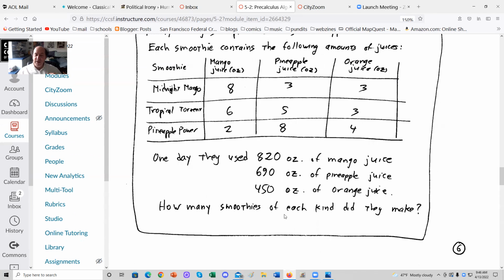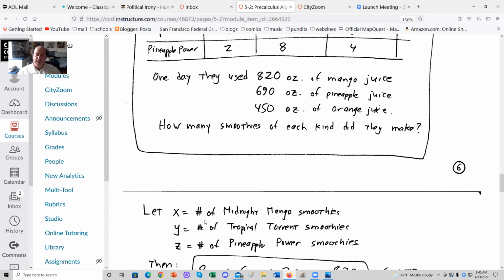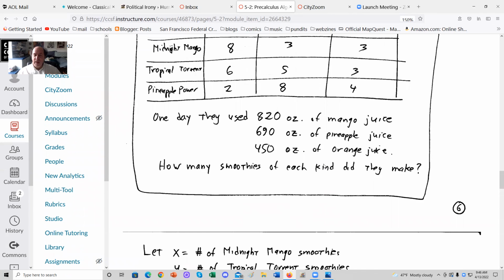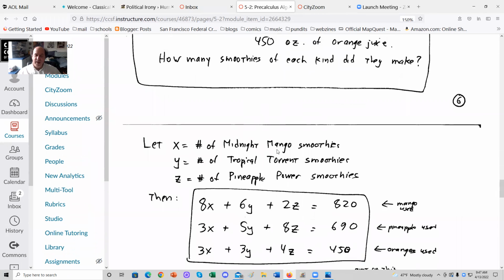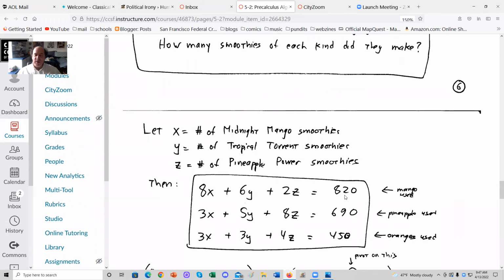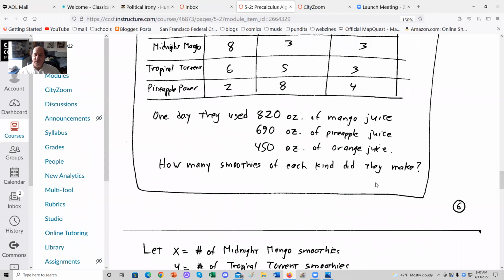They're asking how many smoothies of each kind. So let X be the number of Midnight Mango smoothies, Y be the number of Tropical Torrent smoothies, and Z is the number of Pineapple Power smoothies. That'll answer this question. Then you sum: 8x plus 6y plus 2z equals how much mango? 820 ounces. 8x plus 6y plus 2z equals 820. That's how much mango is used.